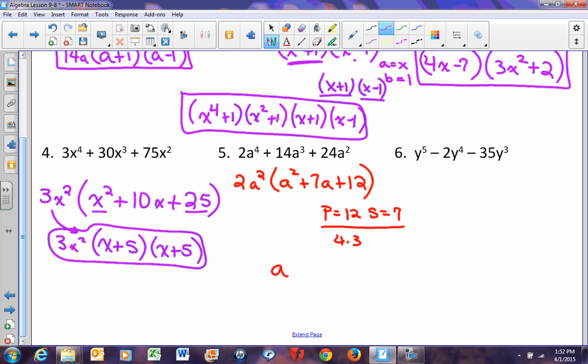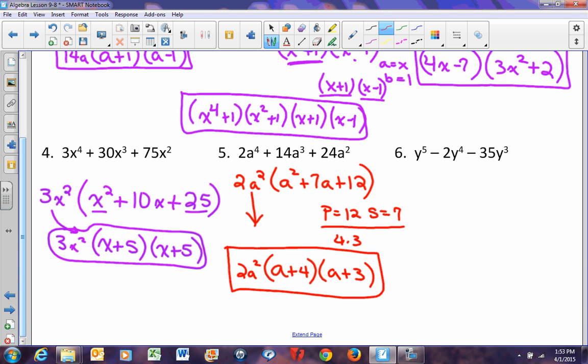So that gives me a plus 4 times a plus 3, because there's no number in front of the a squared, I don't have to factor by grouping. And then don't forget to take out my greatest common factor and put it back in. So I'm left with 2a squared times a plus 4 times a plus 3.